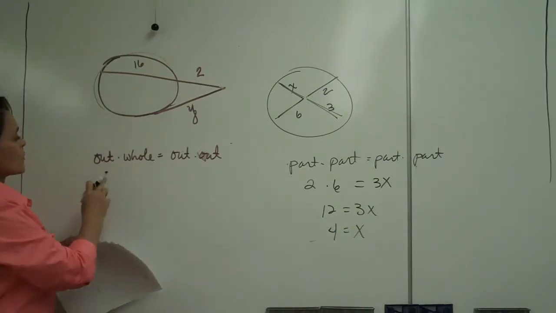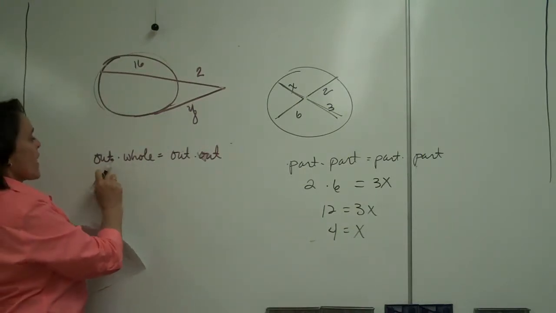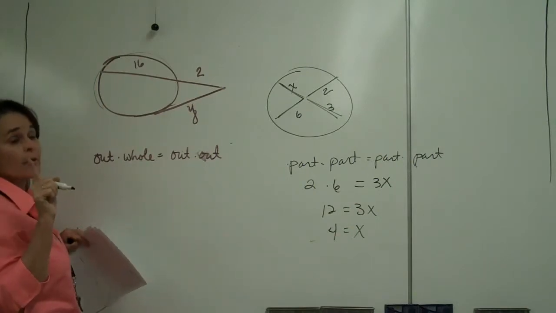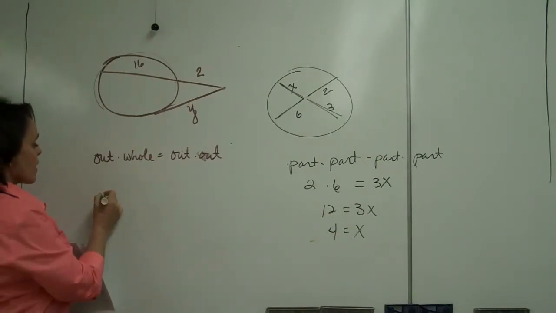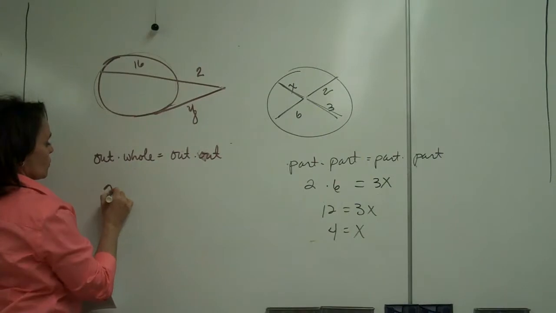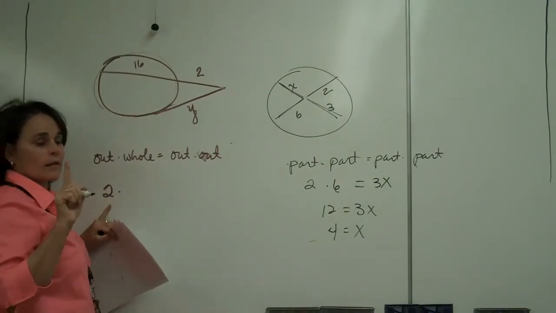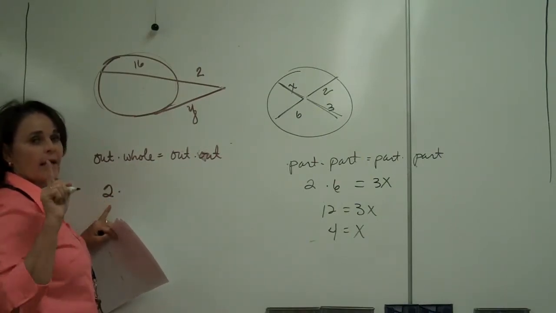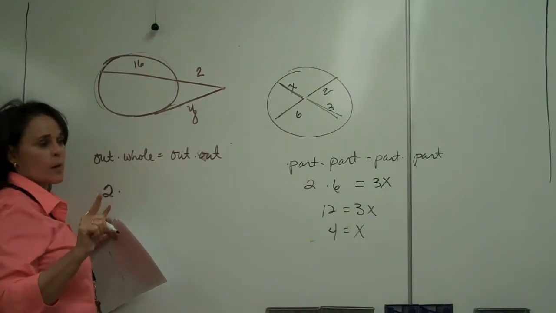Okay, you ready? So out times whole. Out, and there's a really common mistake, and I'm going to show it to you. Out is 2. What is whole? Be careful, kids, because this is the biggest mistake kids make on these problems.